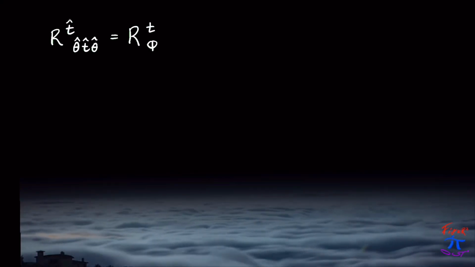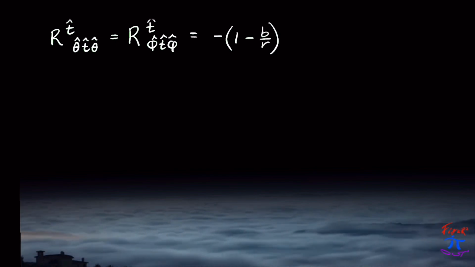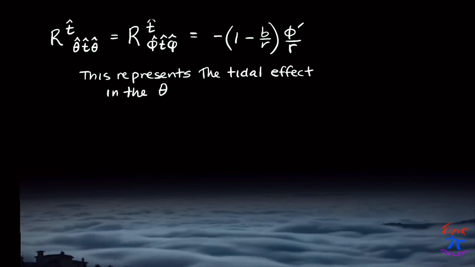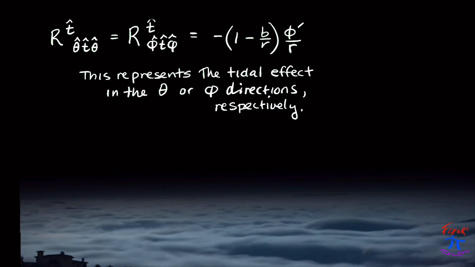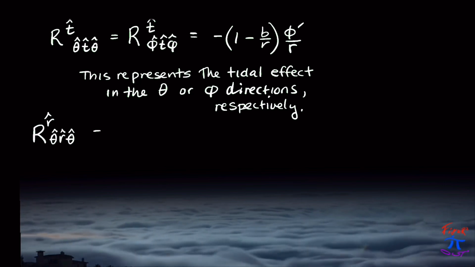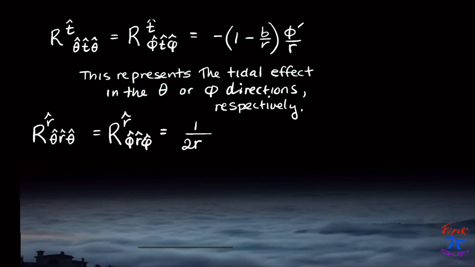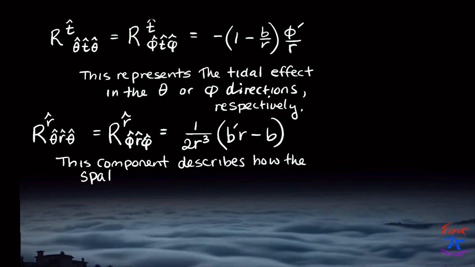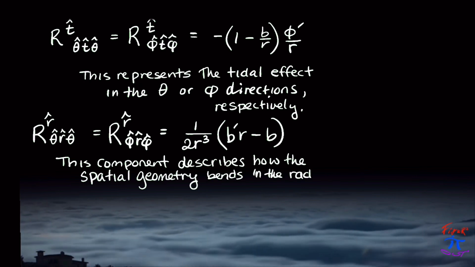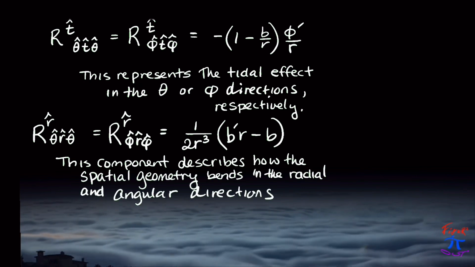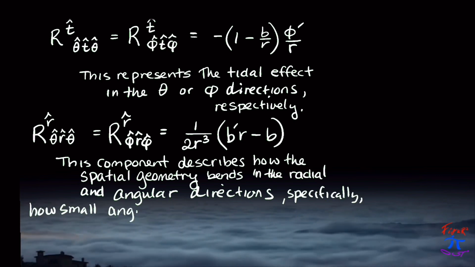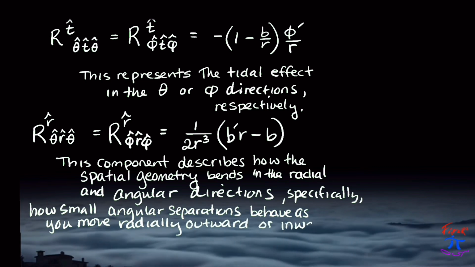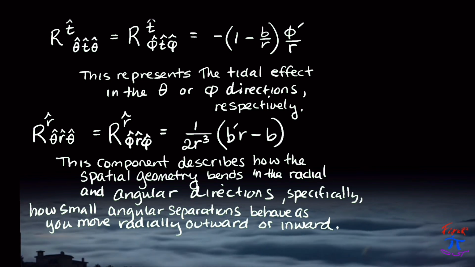Considering the non-zero components of the Riemann curvature tensor, here the time components are given by this expression. This represents the tidal effects in the theta and phi directions respectively, that are the azimuthal and polar directions. When we look at these non-zero components of the Riemann curvature tensor, with the radial component being compared to the angular components, we see that this describes how spatial geometry bends in the radial and the angular direction, specifically how small angular separations behave as you move radially, outward or inward.